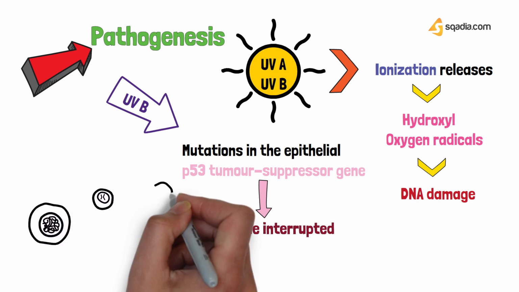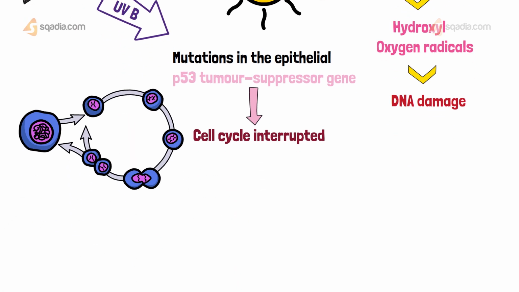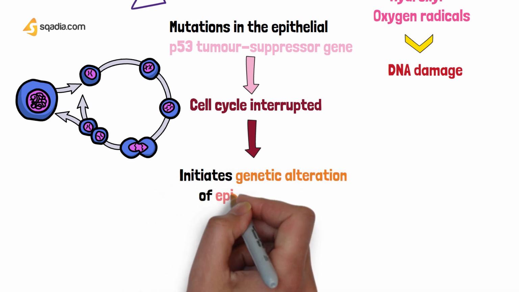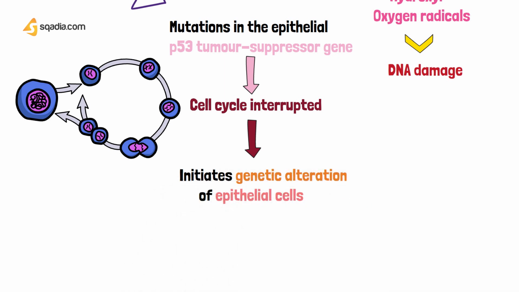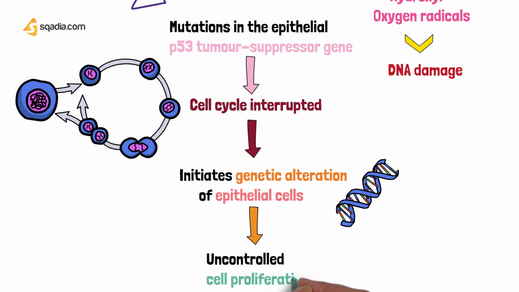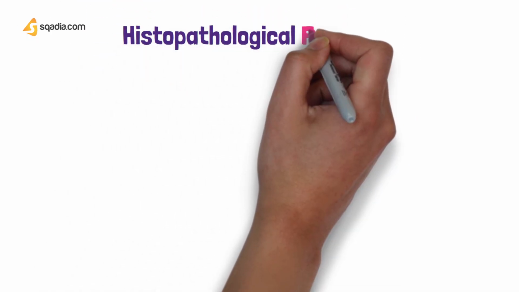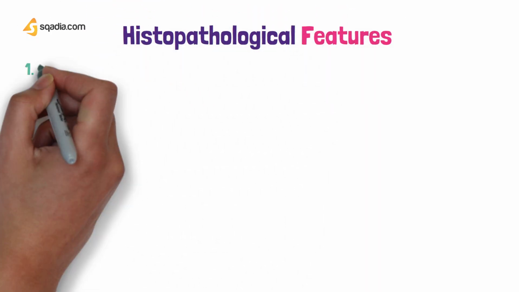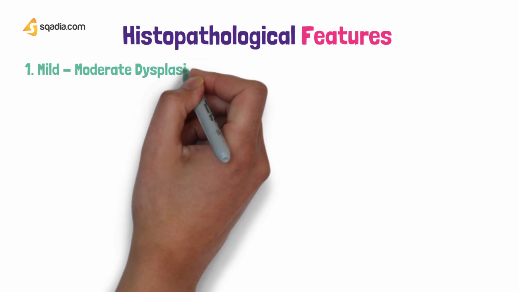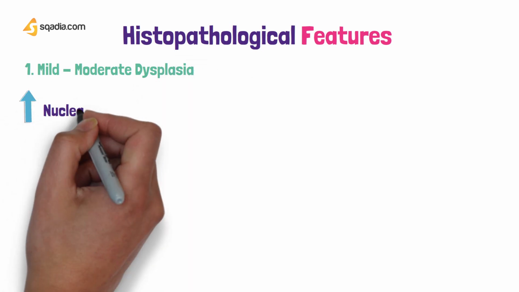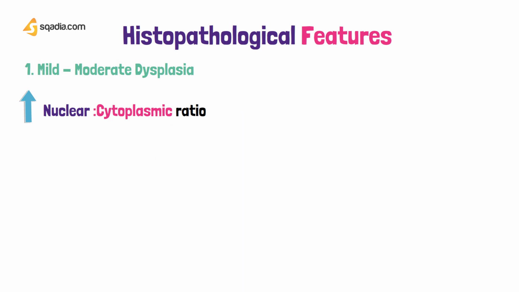Now, when the cell cycle is interrupted, it causes an initiation of the genetic alteration of the epithelial cells. Now, this alteration will eventually lead to uncontrolled cell proliferation. Now, moving on, let's discuss the histopathological features. First of all, we will see that there is mild to moderate dysplasia, and that, again, is shown by an increased nuclear to cytoplasmic ratio.